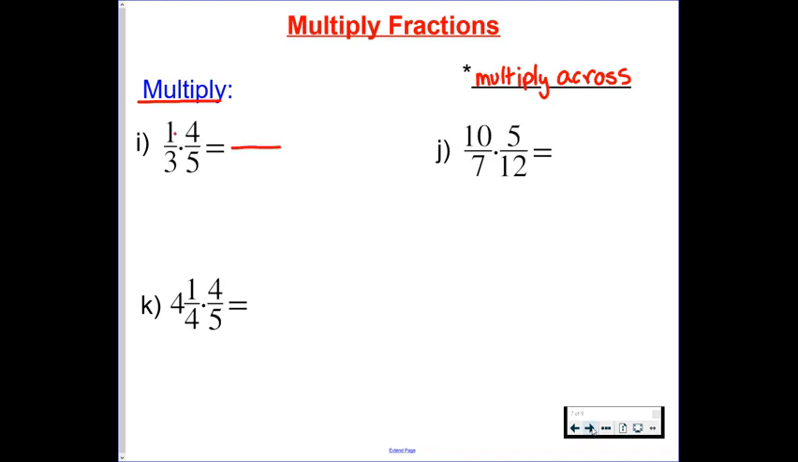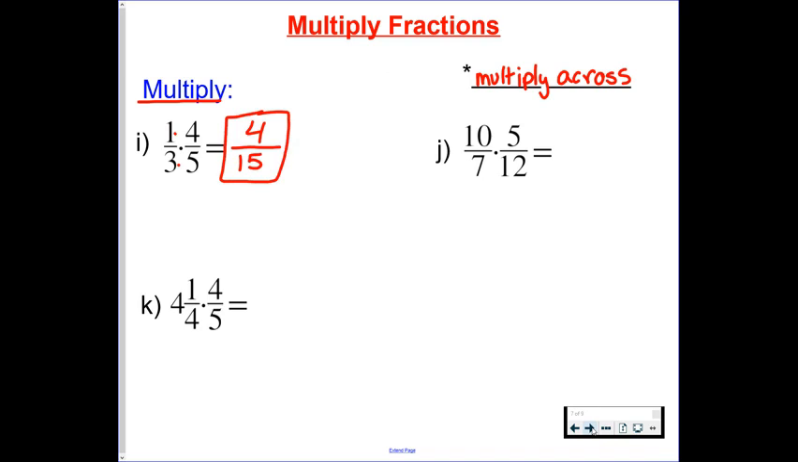So let's do the top. 1 times 4 is 4. So 4 is on the top. 3 times 5 is 15. 15 is on the bottom. And that's it. 4 over 15 does not reduce, so we are done with that fraction.